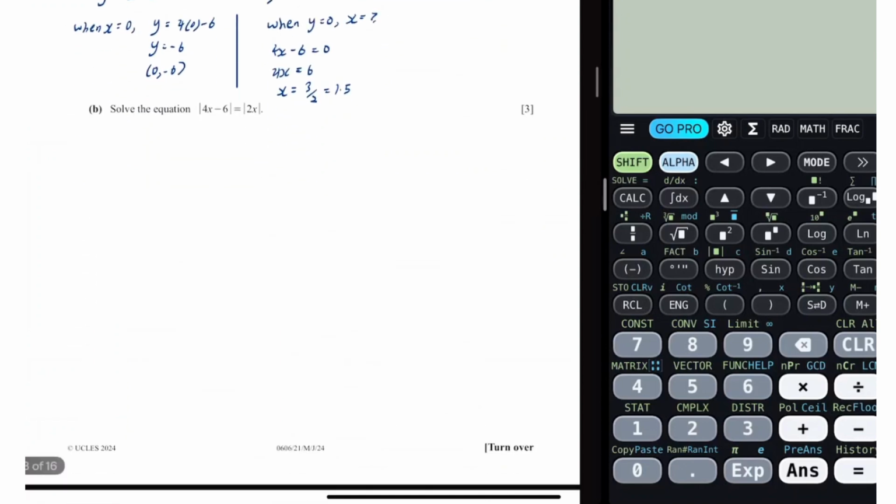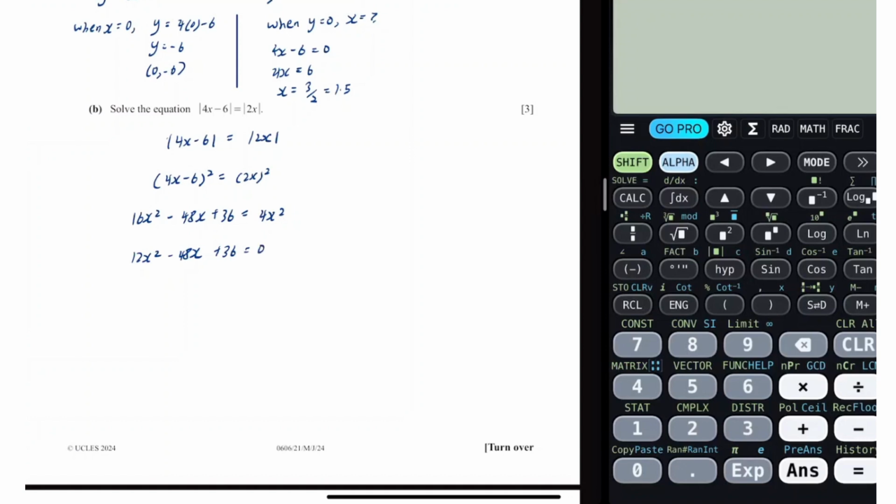Now, the second one: solve the equation modulus of 4x minus 6 equals modulus 2x. How do we solve this type of question? When you see there are modulus functions on both sides, the left hand side and the right hand side, we can square both sides and then you're good to go. So that would be 16x squared minus 48x plus 36 equal to 4x squared. So 12x squared minus 48x plus 36 is equal to 0.